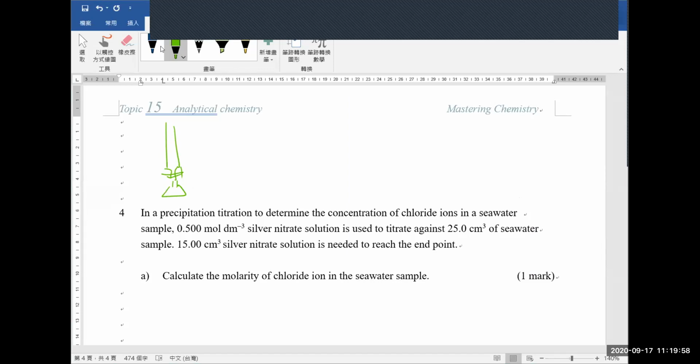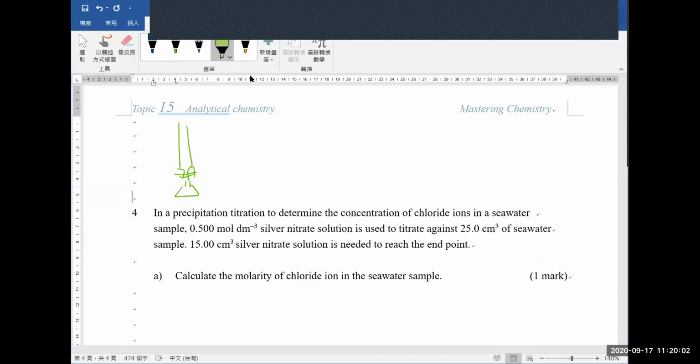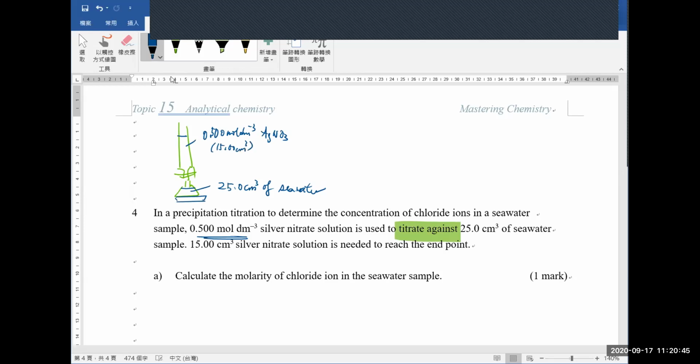Yes, that's right. So you may see the wording this time. It's titrate against. It's active voice. Titrate against. So seawater is in the bottom. So 25.0 cm cube of seawater. And on top of it, it is the silver nitrate solution, 0.500 molar silver nitrate. And finally, we'll use 15.0 cm cube. I just copied it down first. We've got this, okay? And is any indicator needed?